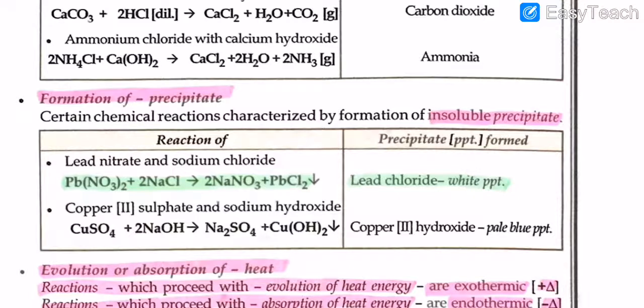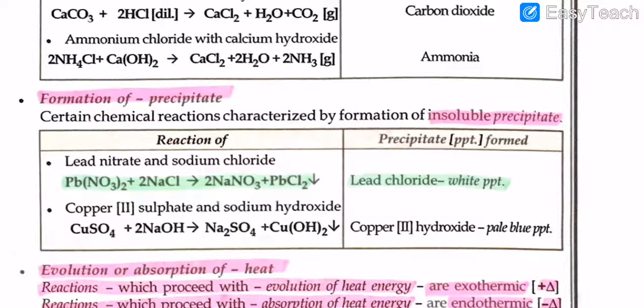Similarly, copper sulfate and sodium hydroxide. The product that they give is Na2SO4 plus Cu(OH)2. So in this case, copper hydroxide is a pale blue precipitate, and it is an insoluble precipitate which is left behind, but yet it is still a product. So therefore, from this we know that a chemical reaction has taken place.